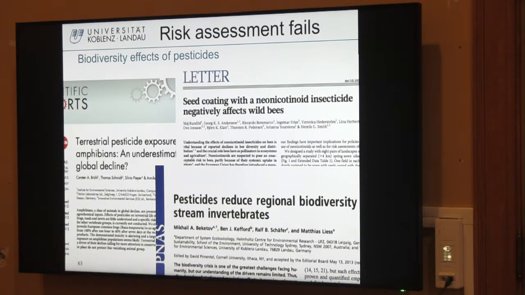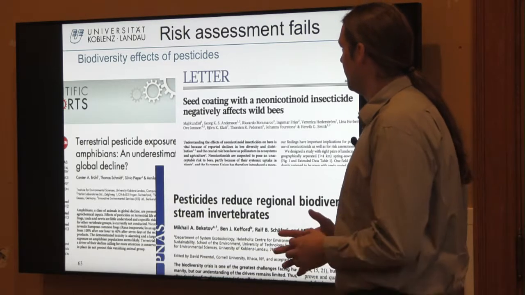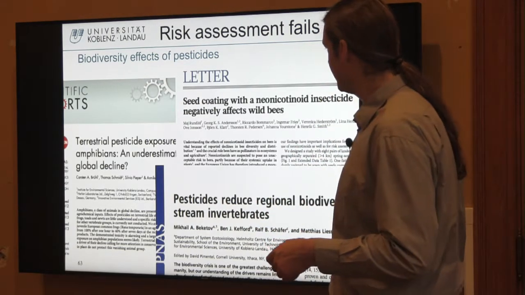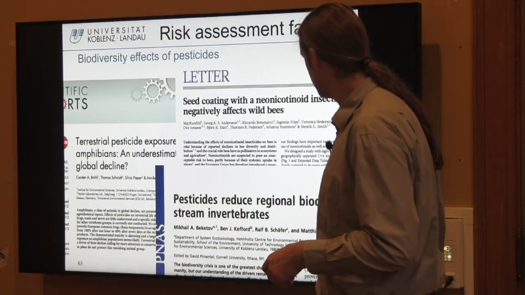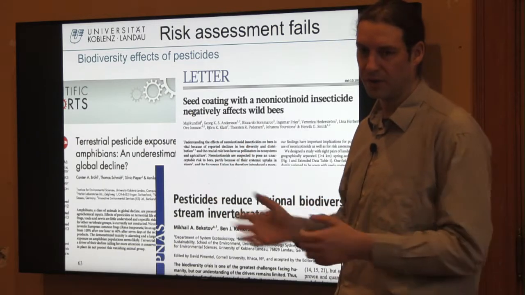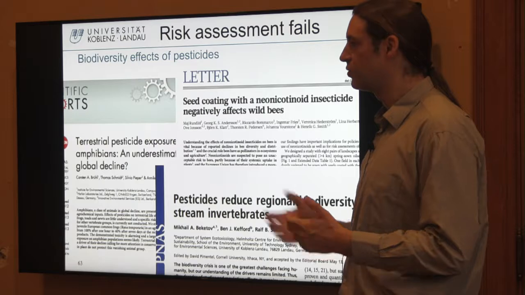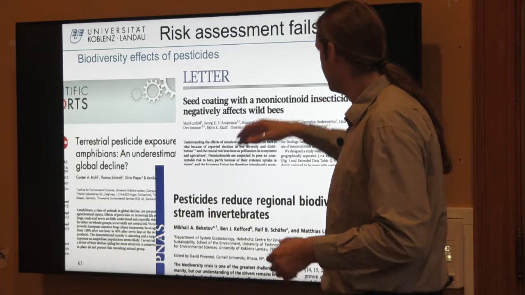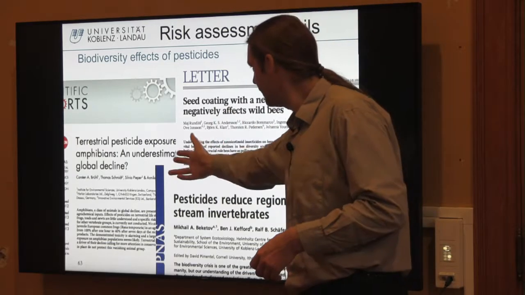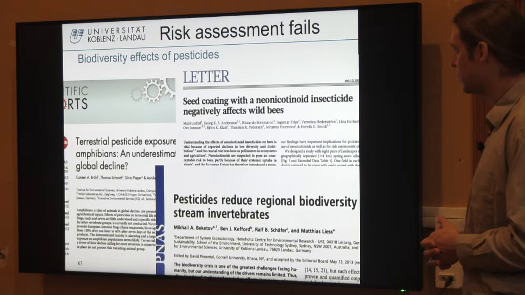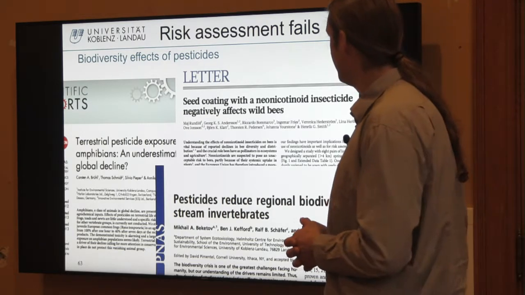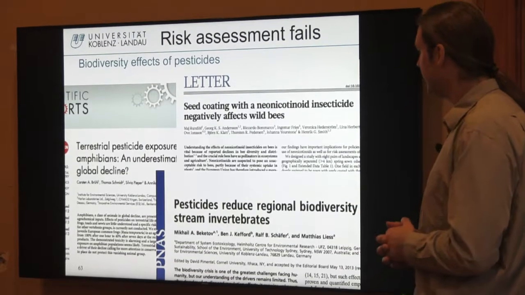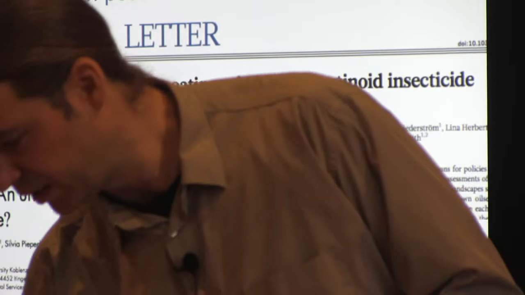If we look at current risk assessment, we could provocatively say that it somehow fails. Because if you just look at a couple of relatively high-ranking papers from the last years, we have: pesticides reduce regional biodiversity of stream invertebrates, which is opposing what is in the pesticide use directive of the European Union, that biodiversity should not be affected. You have the effect on pollinators, the Rundlöf paper, nice studies, and here you have the question whether terrestrial pesticide exposure contributes to the global decline in amphibians. You could put many more of such studies that have appeared in the last 5 to 10 years. It somehow gives you the impression that it's not working particularly well.